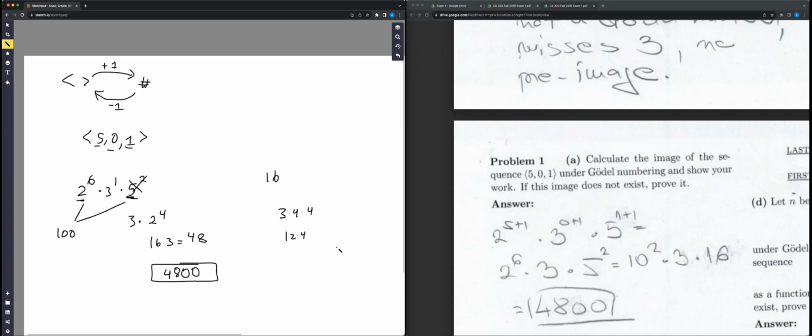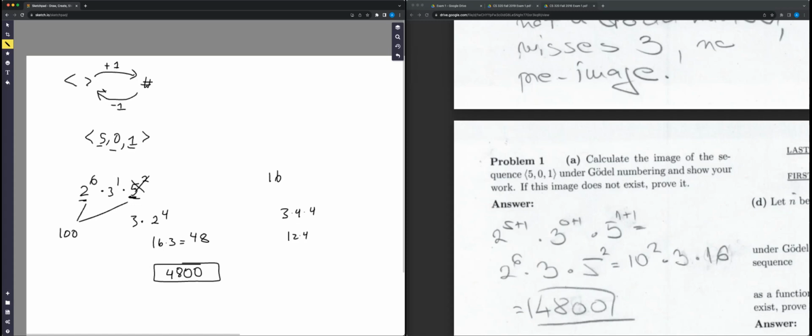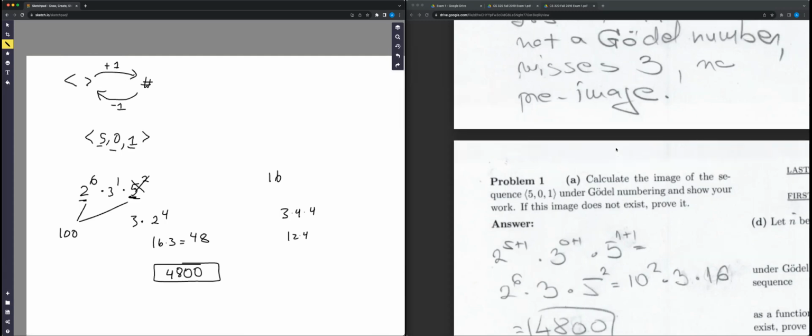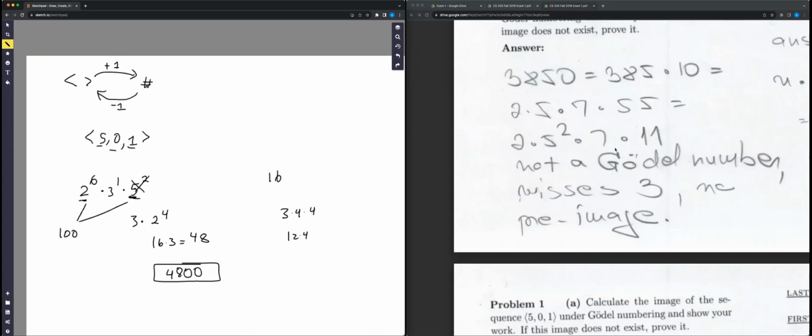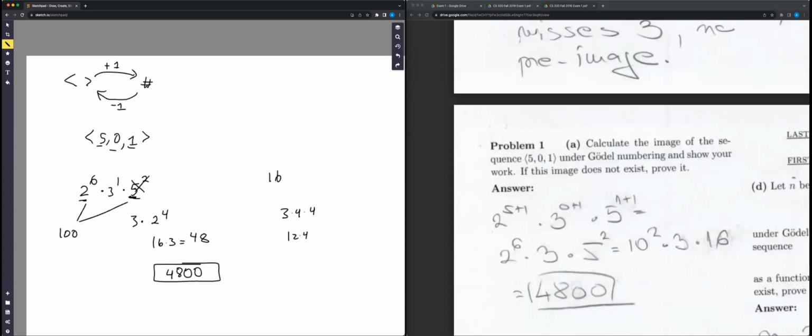Where did the 2 to the 6 come from? Sorry, the sequence, the rule. It's a sequence to a number, so you just add 1 to the exponent. Is there ever a case where the image does not exist? Yeah, we'll get there. Any other questions?